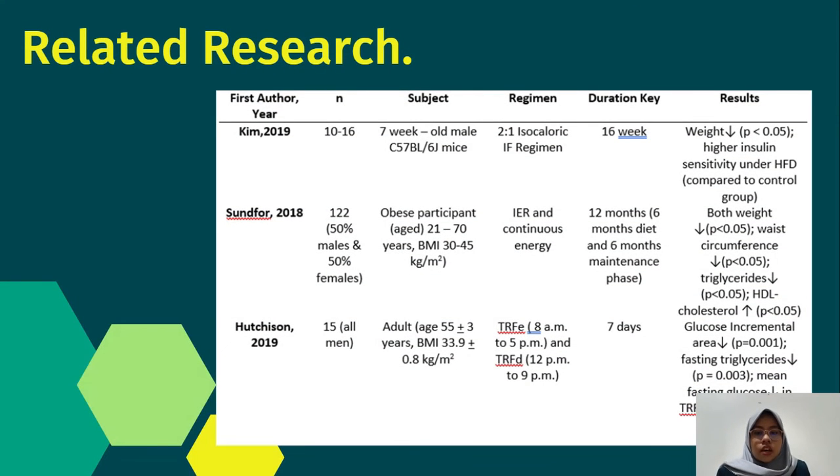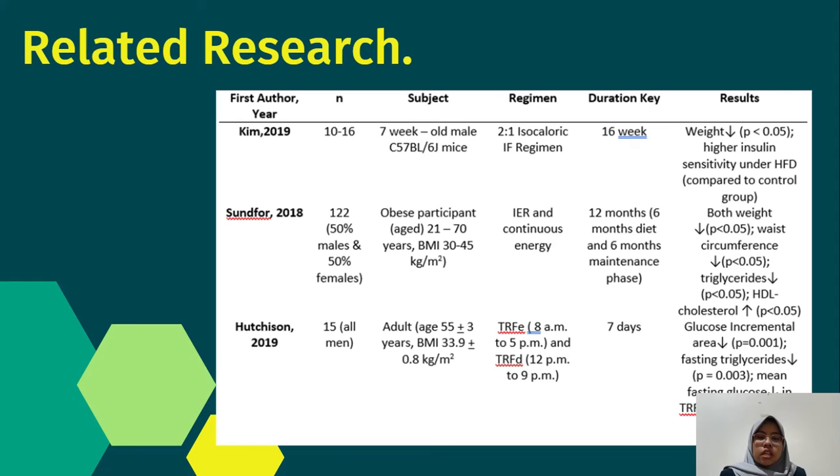In the next slide, I have related research about intermittent fasting with obesity or with diabetes mellitus. The first is by the author Kim in 2019, with the subject being 7-week-old males, with a 2/1 isocaloric intermittent fasting regimen and a duration of 16 weeks. The result is that weight decreased and insulin sensitivity was higher under HFD.